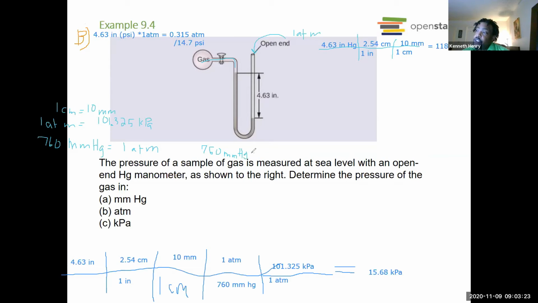Now, Christian had actually done the calculation here, where he changed that distance. It's being pushed the other direction by 4.63 inches, which turns out to be 118 millimeters of mercury. So we should be subtracting to get the actual pressure of the gas, because we know that it's less than atmospheric pressure, by that difference.